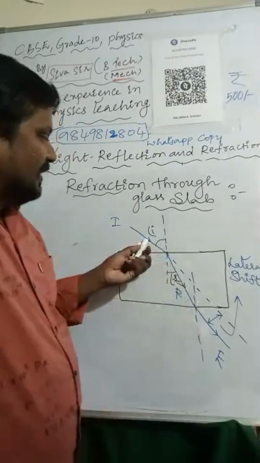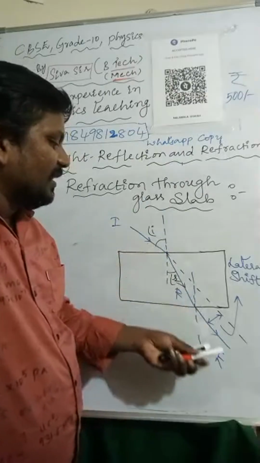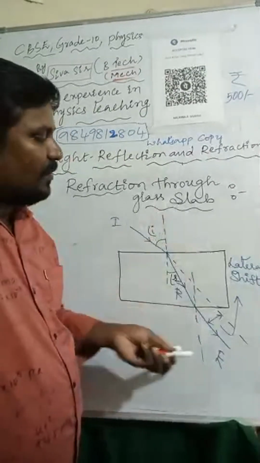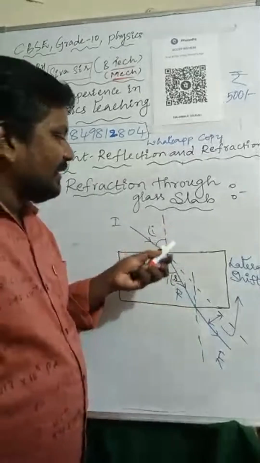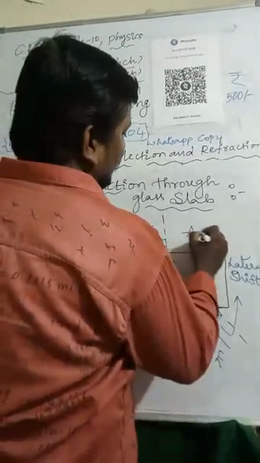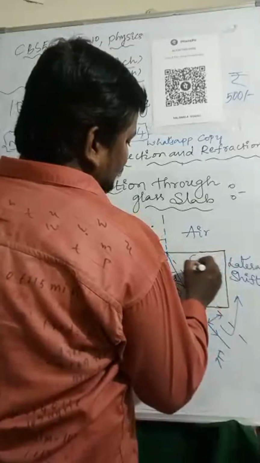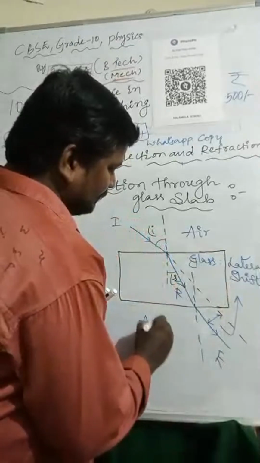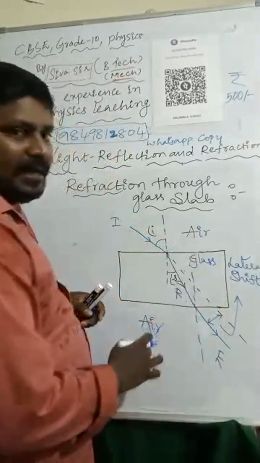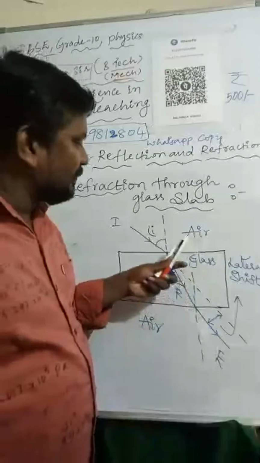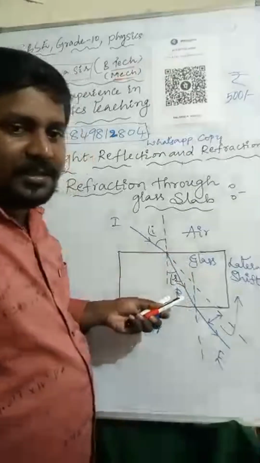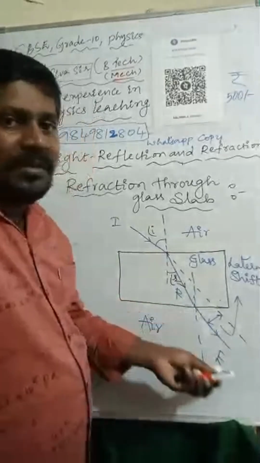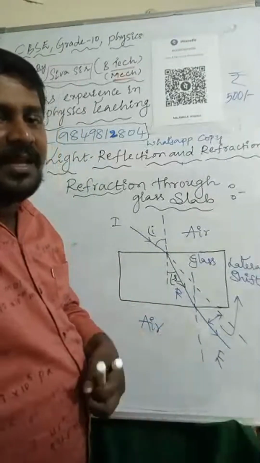So incident ray, refracted ray and emergent ray. This is about the glass slab. When a light ray is passing, here I am taking air, here the glass slab, and again air: air, glass, air. When the light ray passes from air to glass, it bends towards the normal line. When it passes from glass to air, it moves away from the normal line.